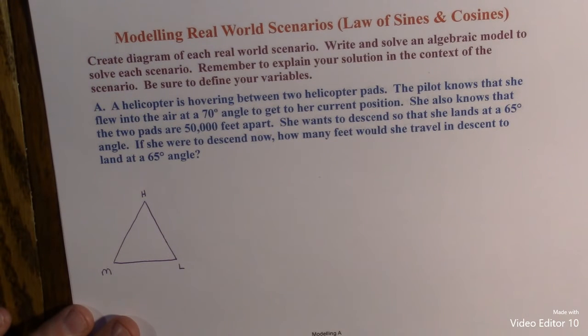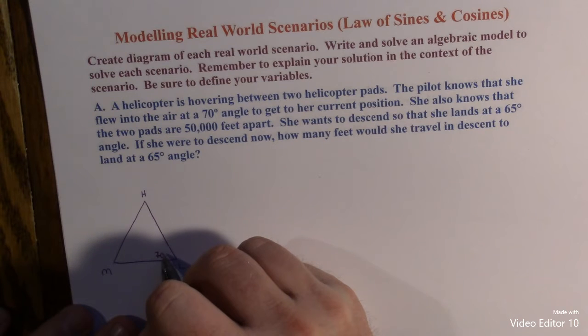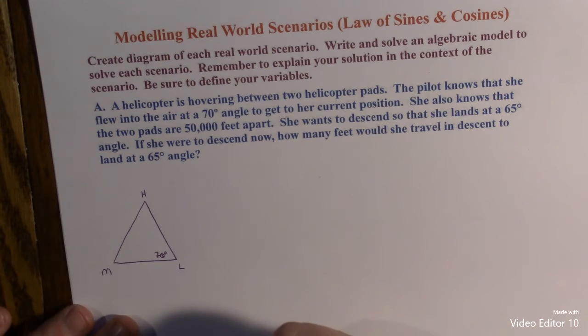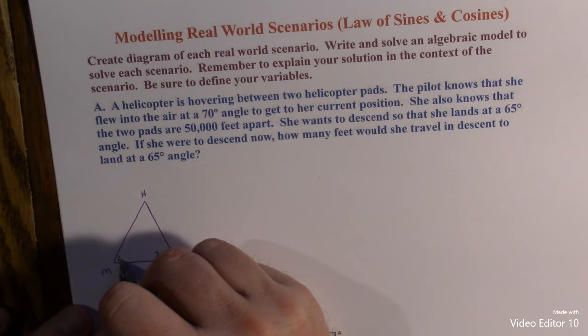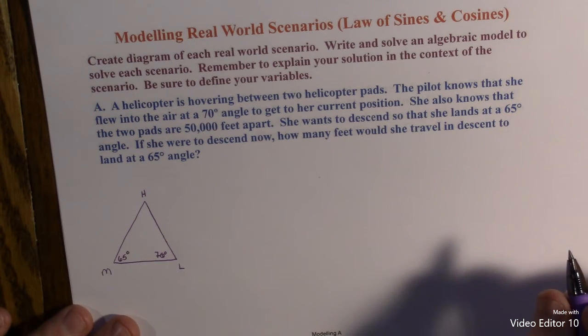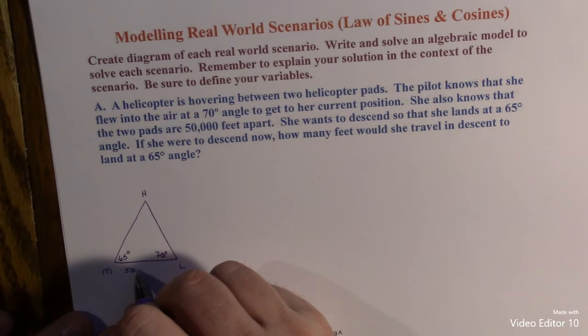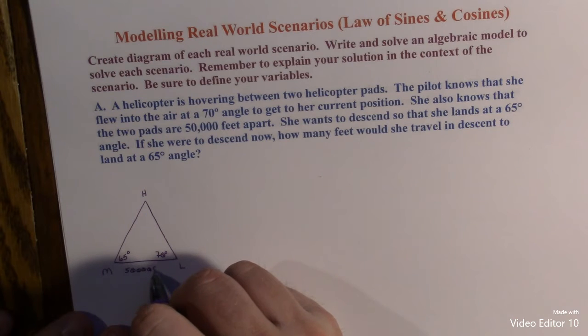We know that she took off at a 70-degree angle, so angle L is 70 degrees, and she wishes to land at a 65-degree angle, so angle M is 65, and we know that the distance between the two pads is 50,000 feet.